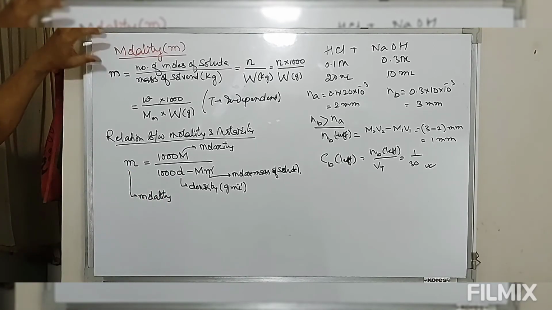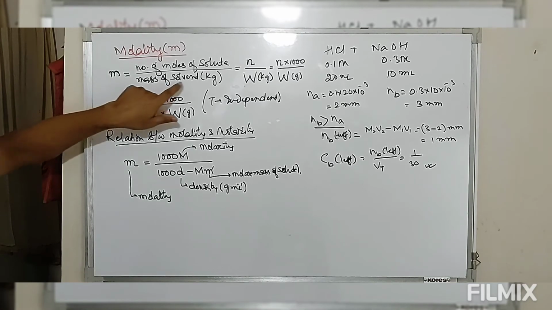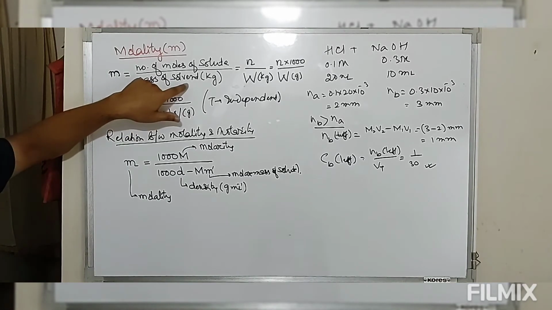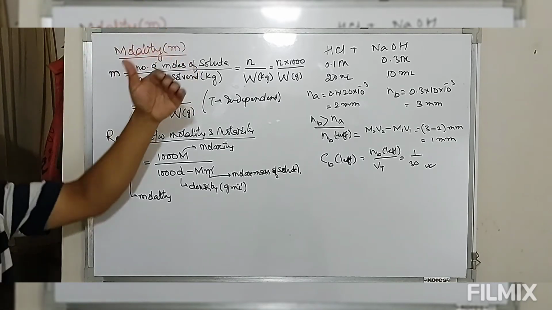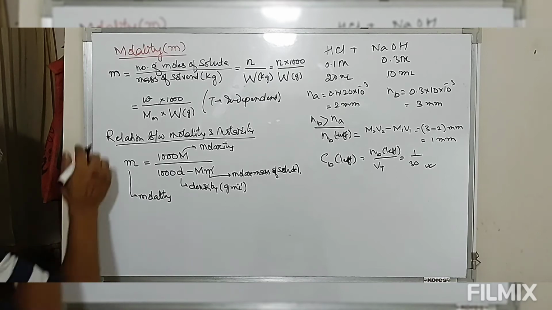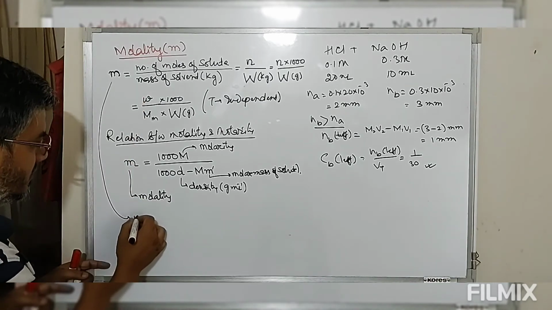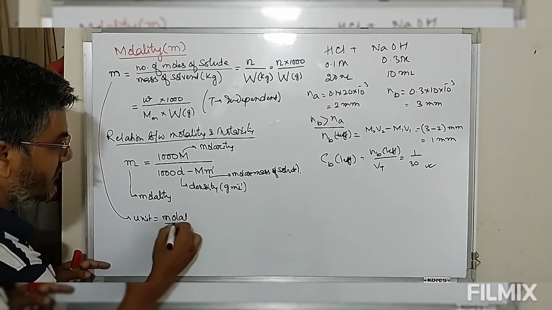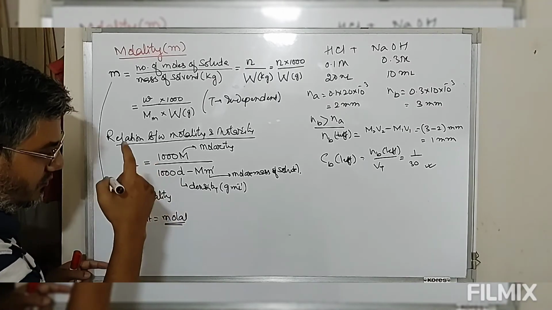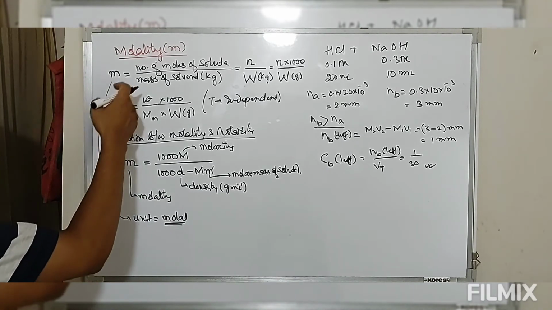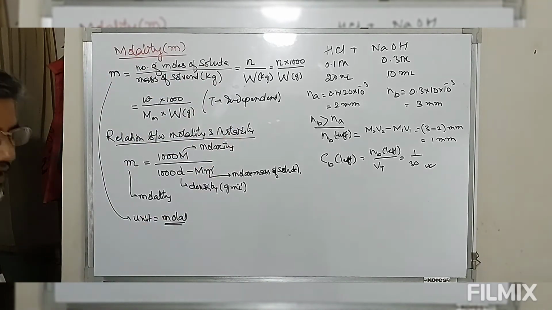Now look at this. This is not defined in terms of mass of solution. This is defined in terms of mass of solvent. How many moles of solute are present in 1 kilogram of the solvent? So the unit of molality is defined as molal, and for molarity, molar. So this is molality. The first one was molarity.